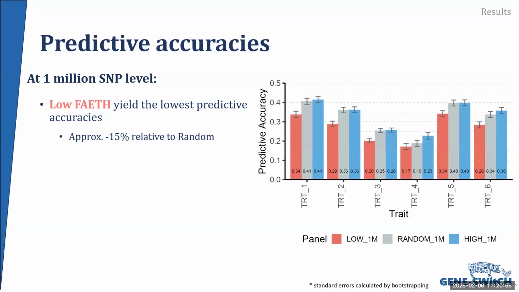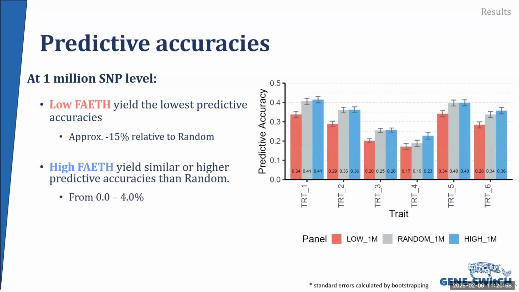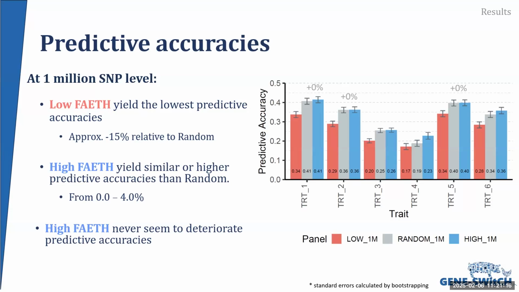The high FAITH score markers, though, did show a slight benefit in certain traits, increasing the predictive accuracy up to about 4% in some cases. And more importantly, the high FAITH score markers never deteriorated the predictive accuracies of our selections. And here are the traits that did not see any increase in predictive accuracy. And these were the traits that benefited from using high FAITH score markers. So again, it's going to be more trait specific in terms of the improvement that's gained by using these models.